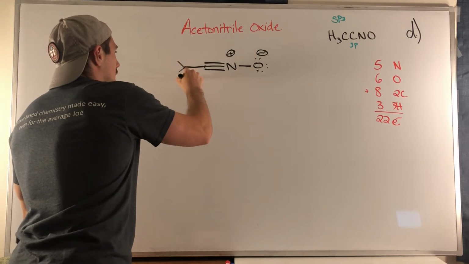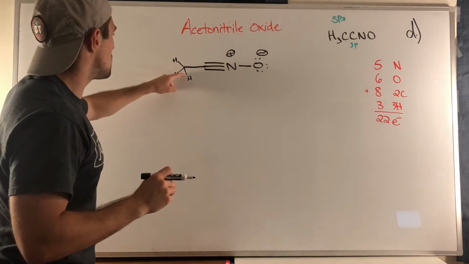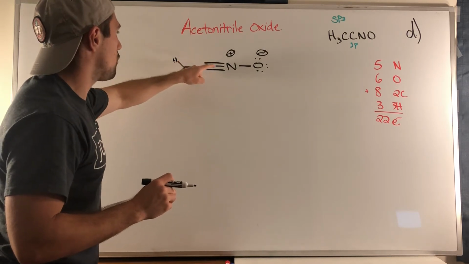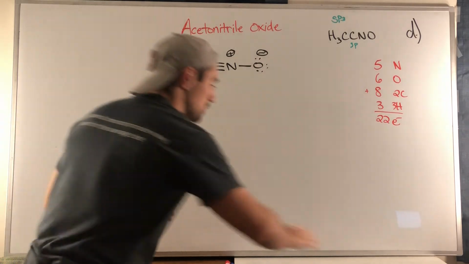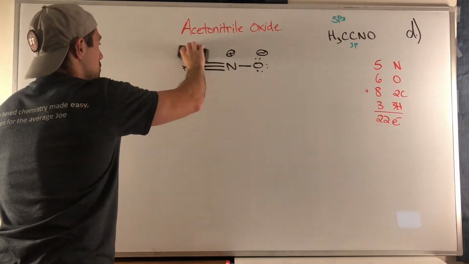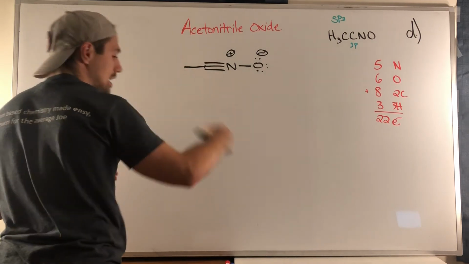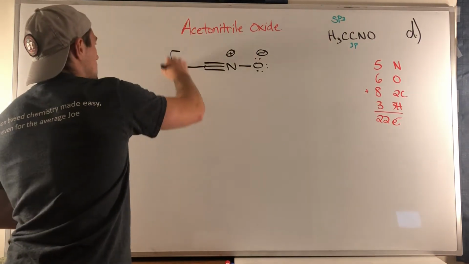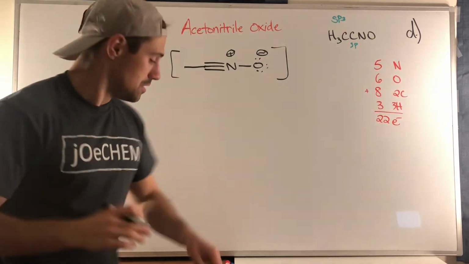But let's double check our electron count. I have these 3 hydrogens right here. Of course, I just erased them. 2, 4, 6, 8, 10, 12, 14, 16, 18, 20, 22. So this resonance structure, this Lewis structure, is a valid Lewis structure for acetonitrile oxide, which means it is a valid resonance structure. So now that we have one, let's draw the rest.